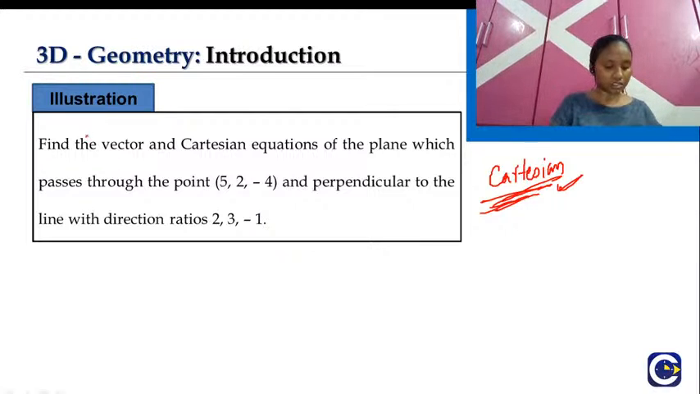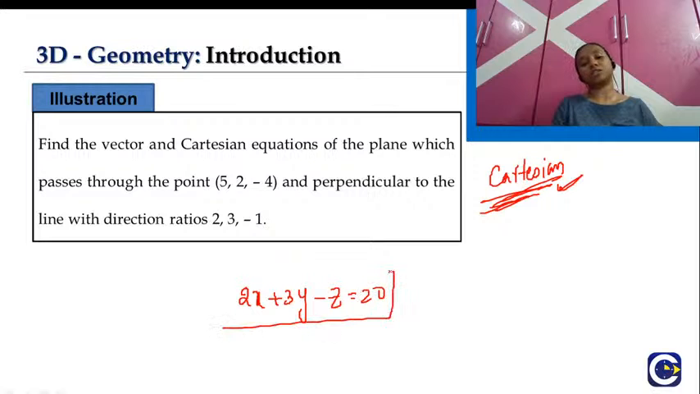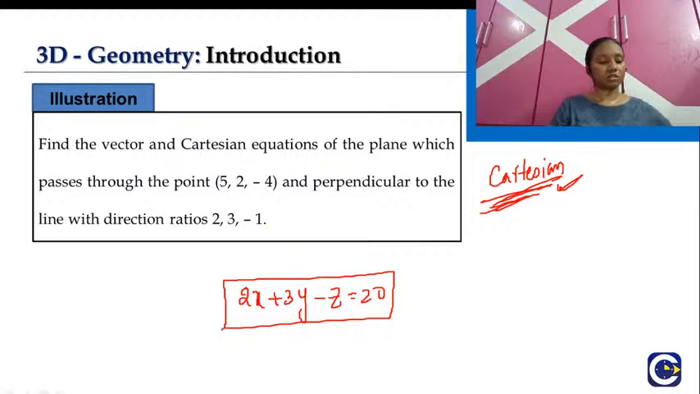Okay, Siddharth has given the answer: 2x plus 3y minus z is equal to 20. Exactly, correct, Siddharth. So what about others? Did you guys get the question so that you would be able to solve it? Okay, Siddharth even gave it in terms of vector form, no issue.